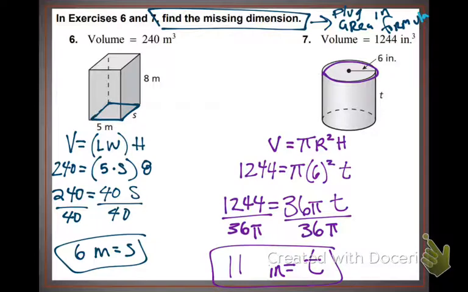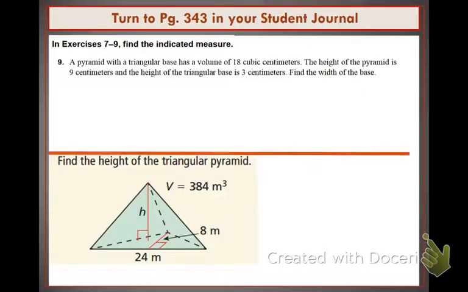All right. We're going to go back into your student journal. Page 243 is where number 9 comes from. 243.